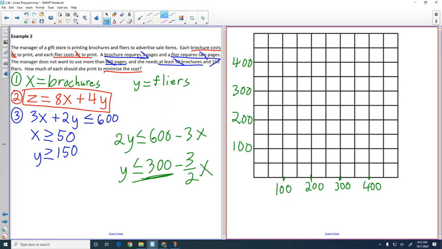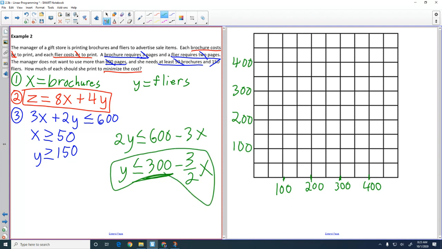Now that diagonal line right here, 300 minus 3 halves x. So we're going to start at 300, put a dot. The slope is minus 3 over 2. So from that point, we're going to go down 3 units and right 2 and put a dot. So count down 1, 2, 3 and right 2 units. And there's our next point. Make sure you go down 3, right 2. And we can do that again. Down 3, right 2. There's our next point.